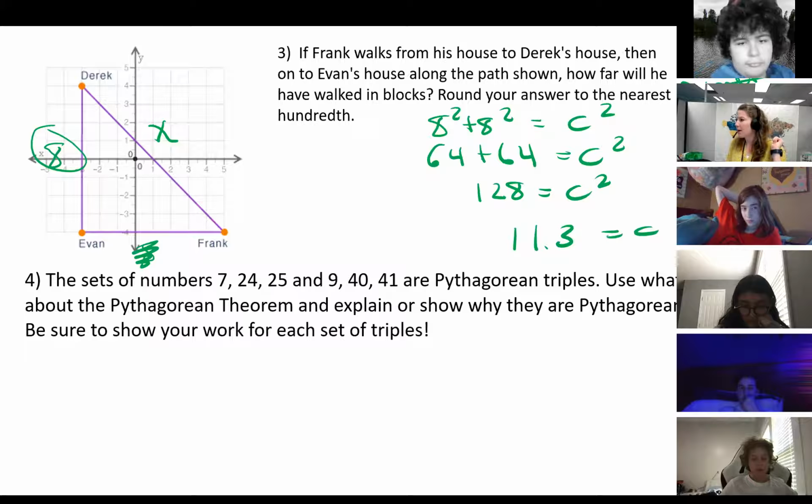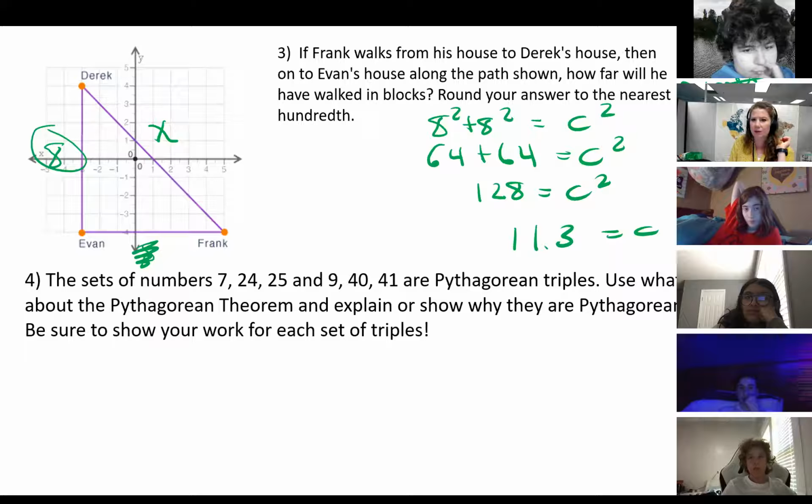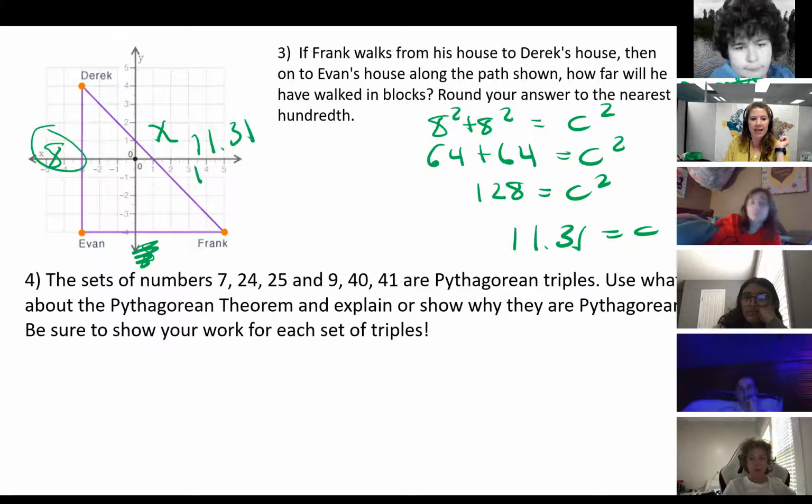So I almost did that problem too quickly, you guys. I almost thought, okay, where he's going all the way around like the other problem, but you've got to read it carefully, like I did not. So rounded to the nearest hundredths, actually it would be 11.31. So if he went from his house to Derek, that's 11.31 blocks plus 8 blocks to Evan. So I have 19.31. Good, Lynette. Good, good, good.